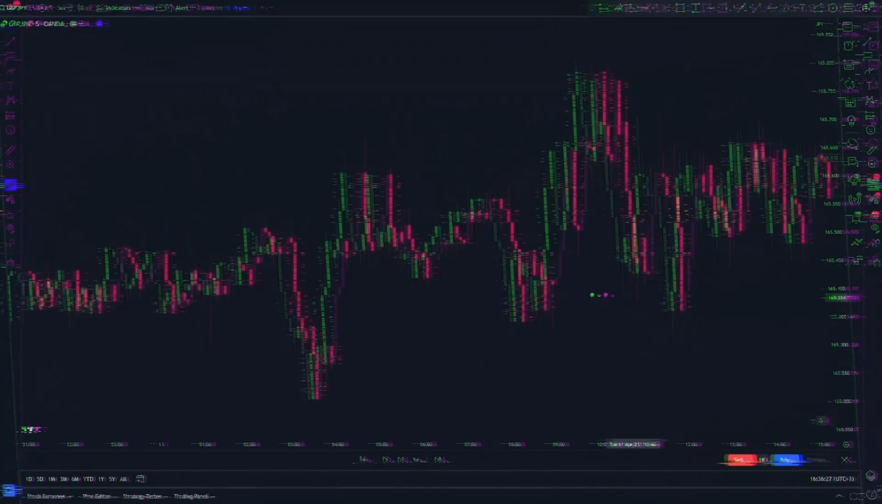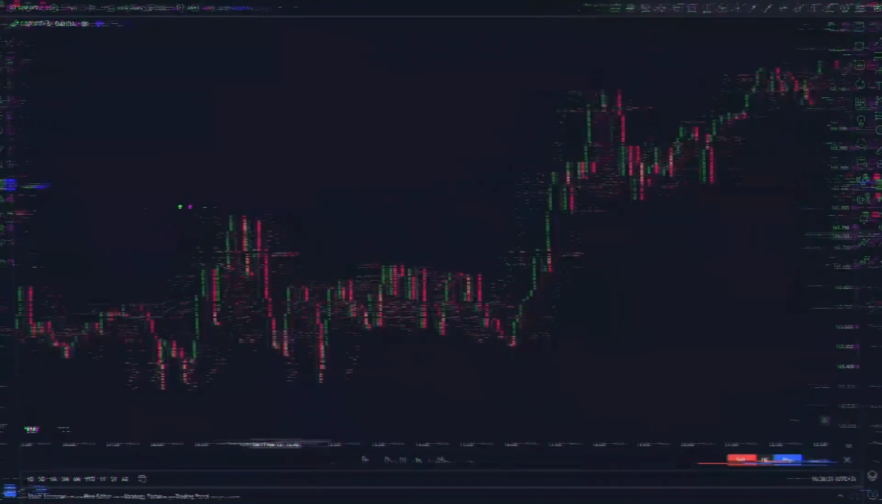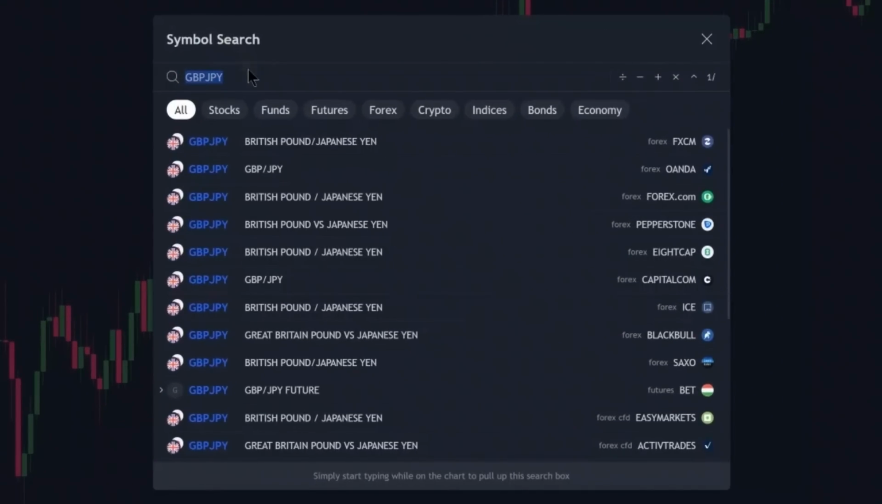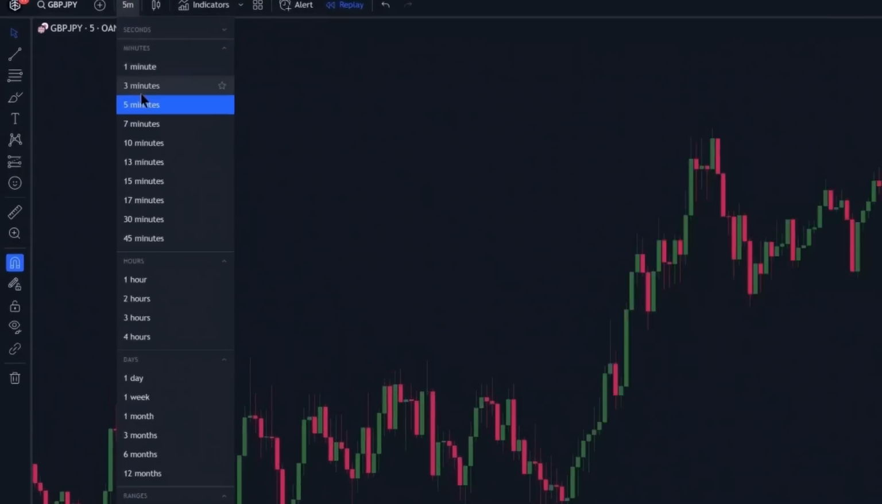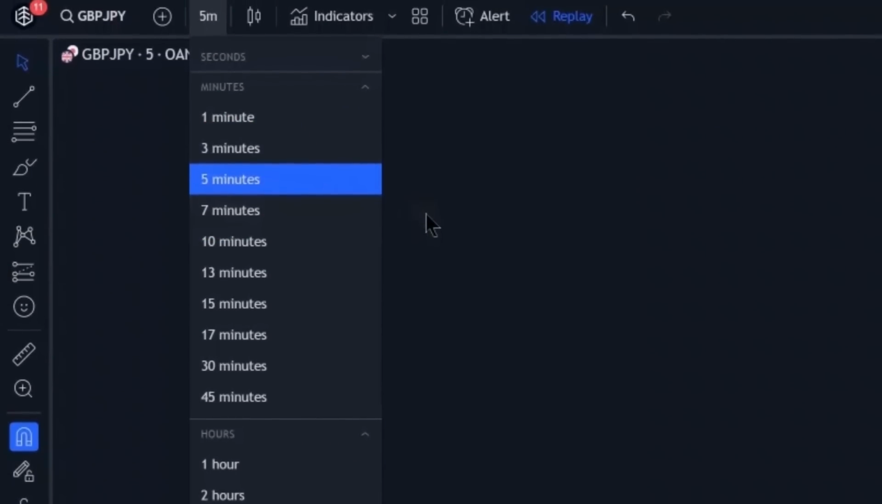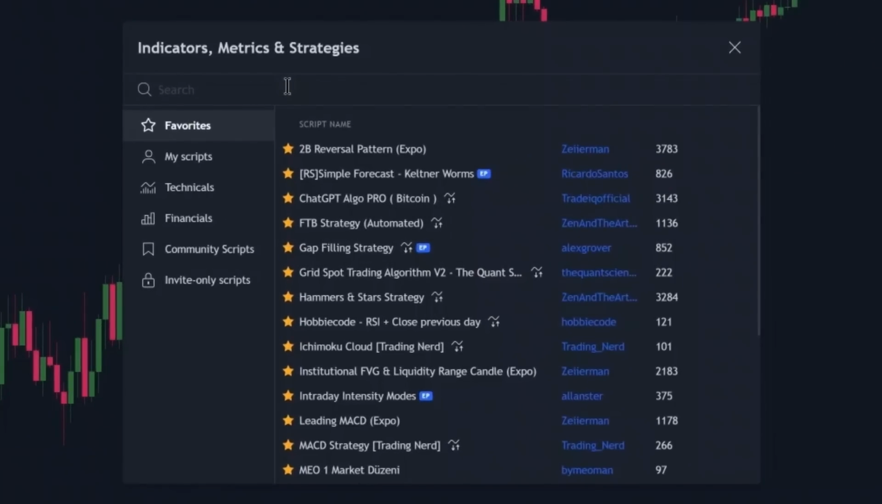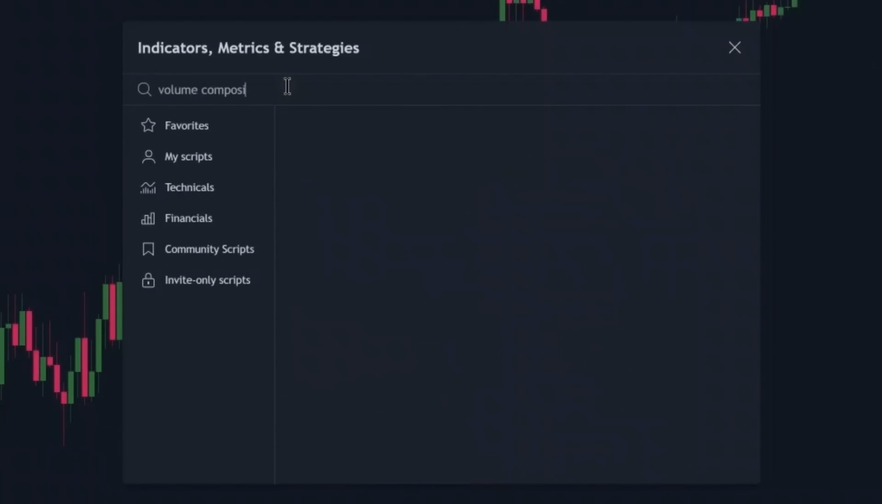Next, you want to load any forex pair or trading security that you like. For me, I'm going to be using the GBP/JPY on the 5-minute time frame. Then click on Indicators, type in Volume Composition, select this one by Quantify Tools.